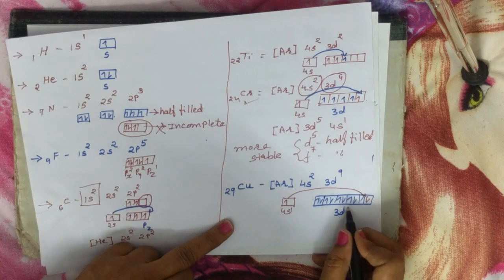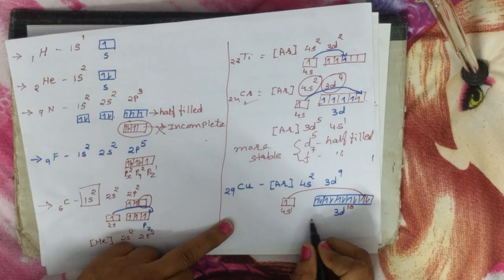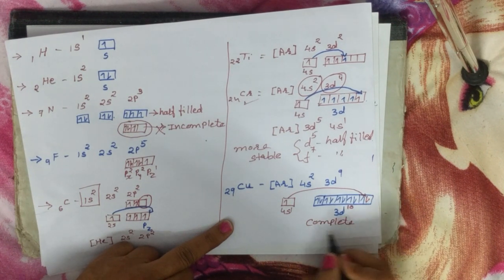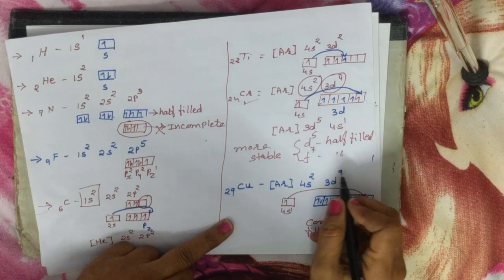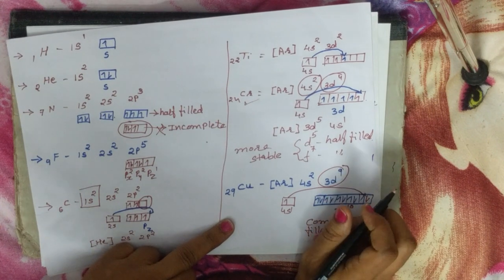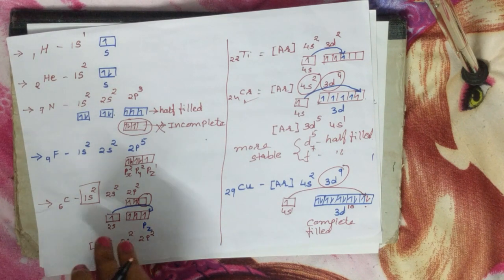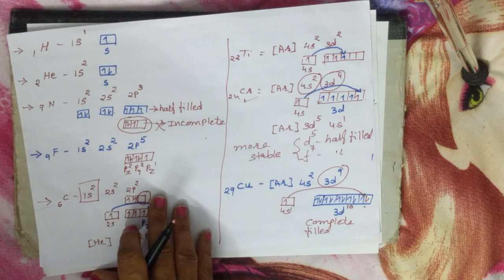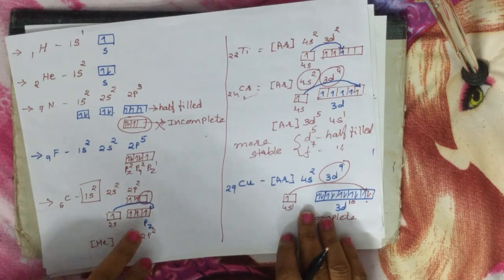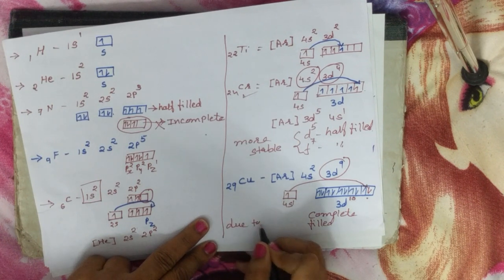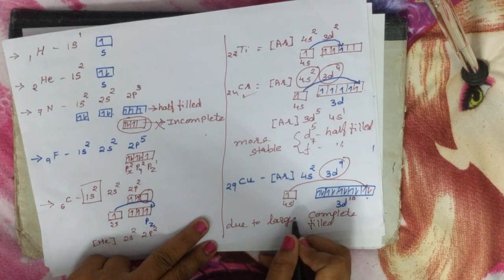So here you have the 3d10. So this is your completely filled 3d orbital. So this one is more stable than 3d9. The half-filled and completely filled electronic configurations are also stable due to the large exchange energy. Why is it more stable? Because of exchange energy.